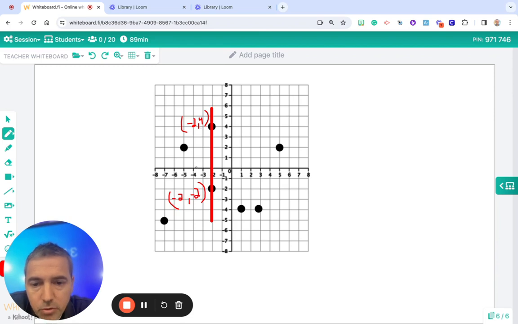So the input of -2 gave me 2 different y values. One time it gave me a 4, and the other time it gave me a -2. This vending machine would not be working, right? This would not be a function. All right, I hope that helps.